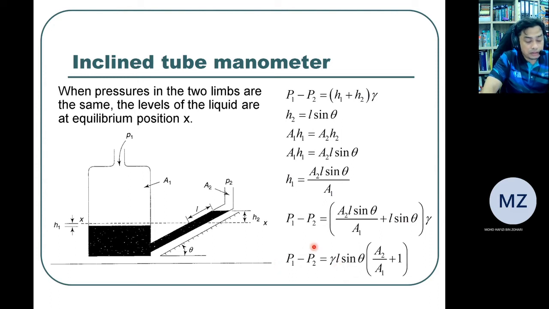So from here, please find the K for me, the K, the sensitivity of this equipment, as homework. I've explained to you how to find the K for the U-tube manometer. Now with the inclined tube manometer, please find the K for me.